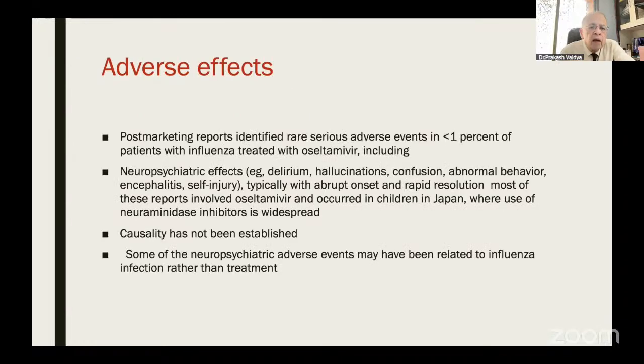So in Japan, they have reported some neuropsychiatric effects because oseltamivir is used very, very widely over there. So neuraminidase inhibitors may cause delirium, hallucinations, etc. But on detailed analysis of that data, they have found that there is no establishment of a cause and effect relationship. And some of these neuropsychiatric adverse effects may be related to the influenza virus and not the treatment. So I think this is not really such a big thing.